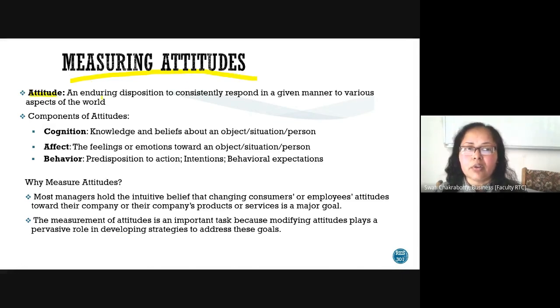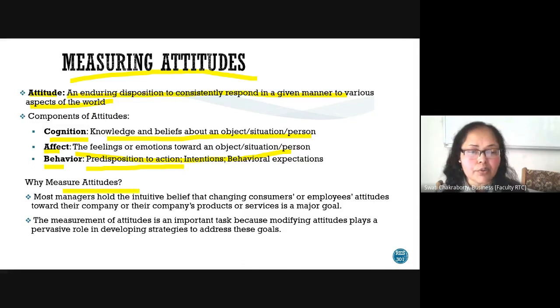Attitude. What is attitude? It's an enduring disposition to consistently respond in a given manner to various aspects of the world. Okay? You respond in a given manner to different aspects. So, what are the different components of attitude? Cognition, where knowledge and belief about an object, situation, or person. Affect, it's the feelings or emotions towards an object, situation, person. And behavior is predisposition to action, intentions, behavior, expectations.